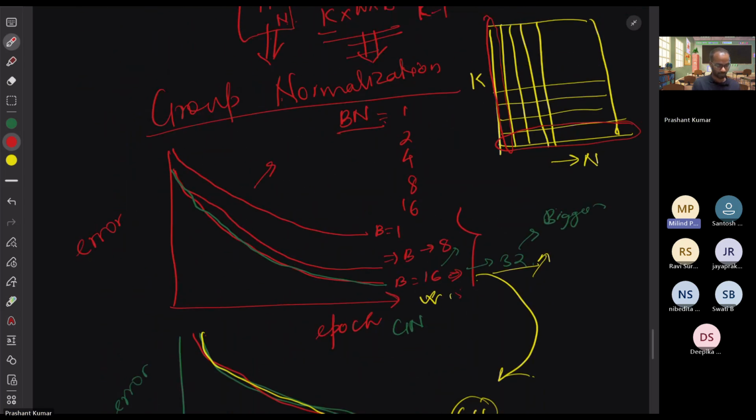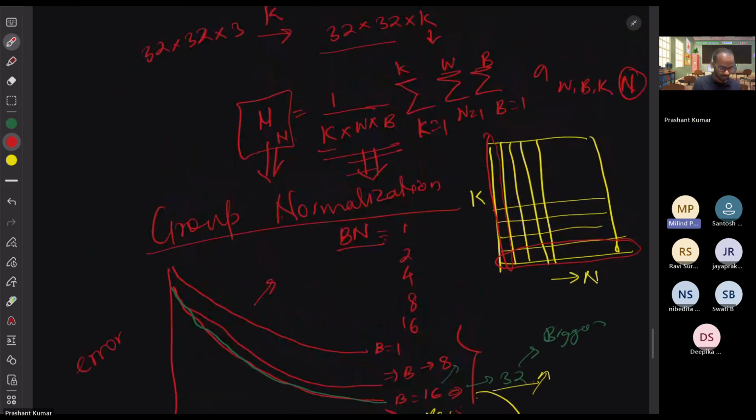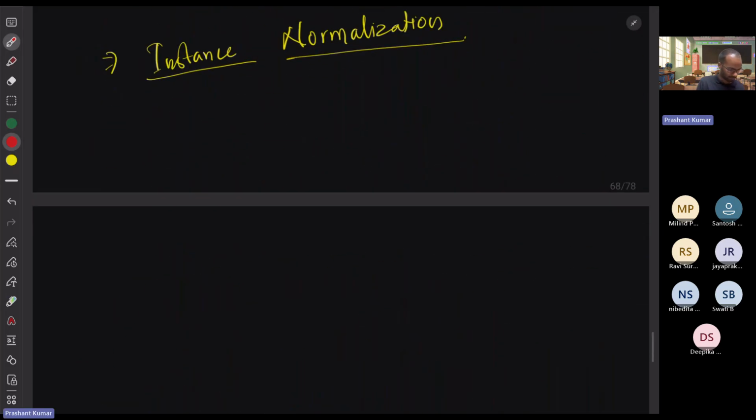Could you please repeat the last one? These two, vertical and horizontal. The horizontal is the number of inputs in my batch. These are the columns, and these are the kernels I am using for each input. So when we are averaging over a kernel, that is batch, right? Yes. And if I am averaging over each input for all the kernels, that is group normalization. Okay, thanks.